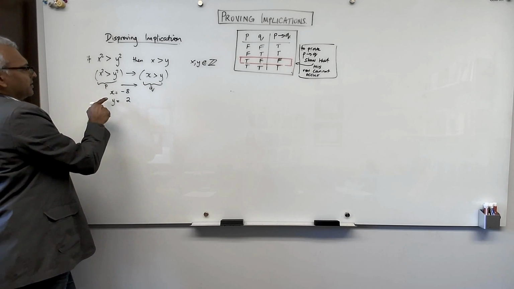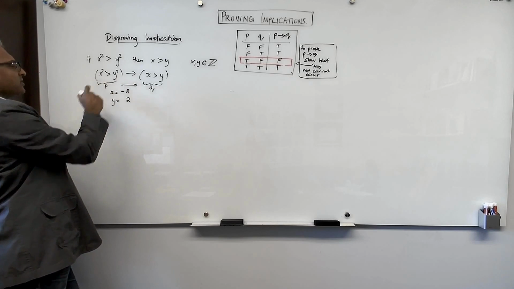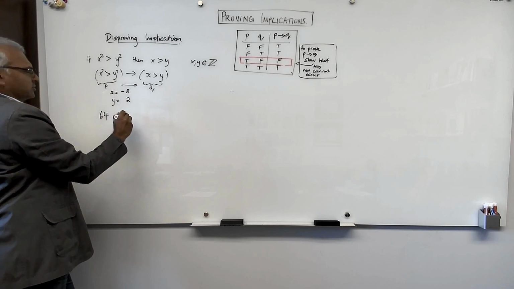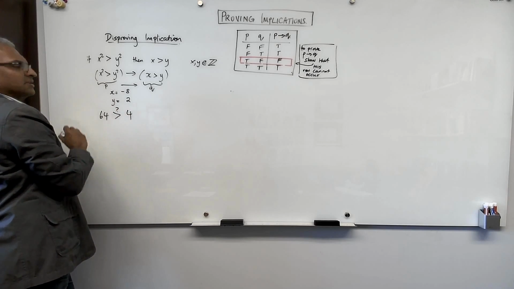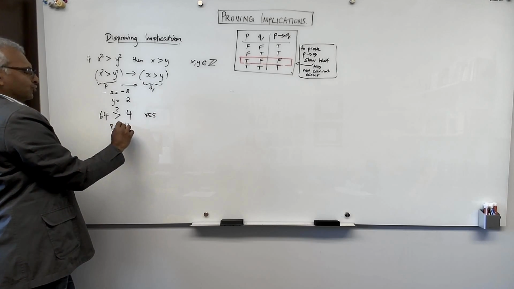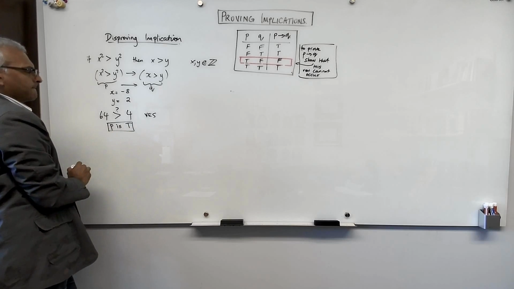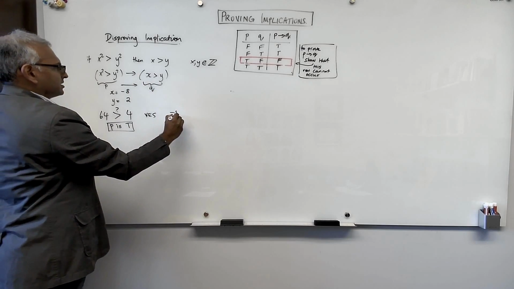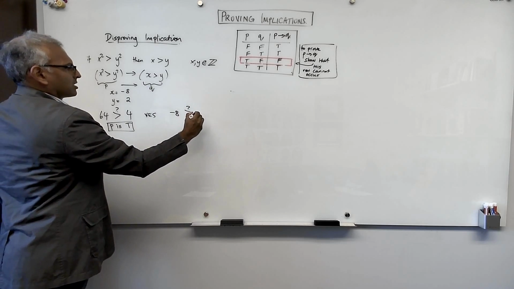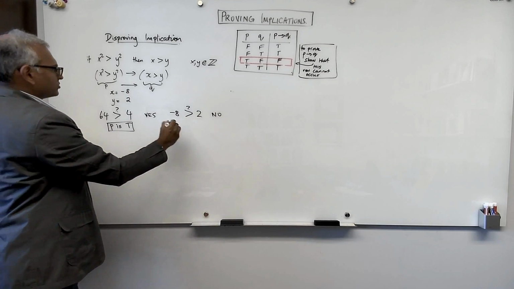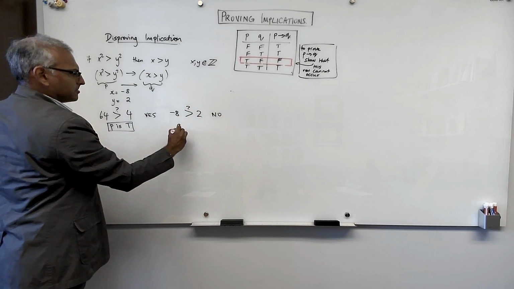So let's look at P. P is talking about x squared versus y squared. So x squared is 64, and y squared is 4. And is it greater than? Yes. So P is true. Now let's look at Q. Q is talking about x versus y. So minus 8 greater than 2? That's clearly false. Minus 8 is less than 2. So Q is false.